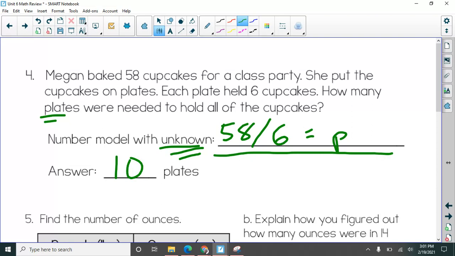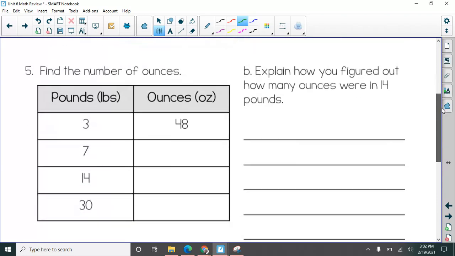mistake was. Did you divide incorrectly? Or did you not think about the remainder in the right way? If you want to check yourself, it always helps to go back to the question and try putting it in a sentence. If I said, they needed 9 remainder 4 plates for all of the cupcakes, nobody knows what that means, right? They needed 10 plates to hold all of the cupcakes. That makes sense. All right.